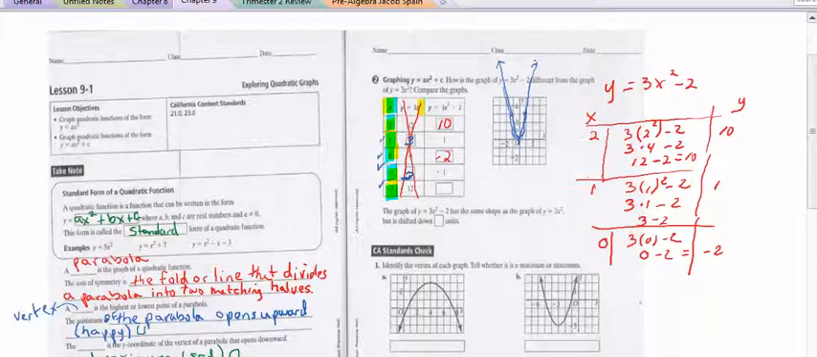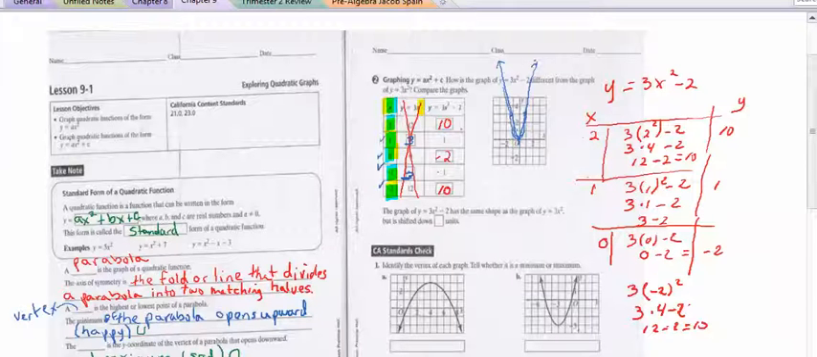Let's make sure. We've got 3 times negative 2 squared. Negative 2 times negative 2 is positive 4. 12 minus 2 is 10, and we did get 10. So when you square something, you end up getting the positive. So 0 and negative 2, this is our first ordered pair.